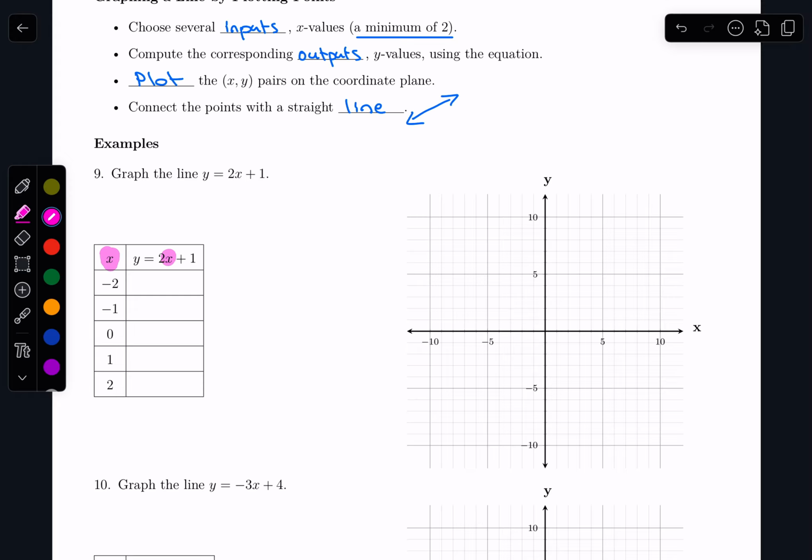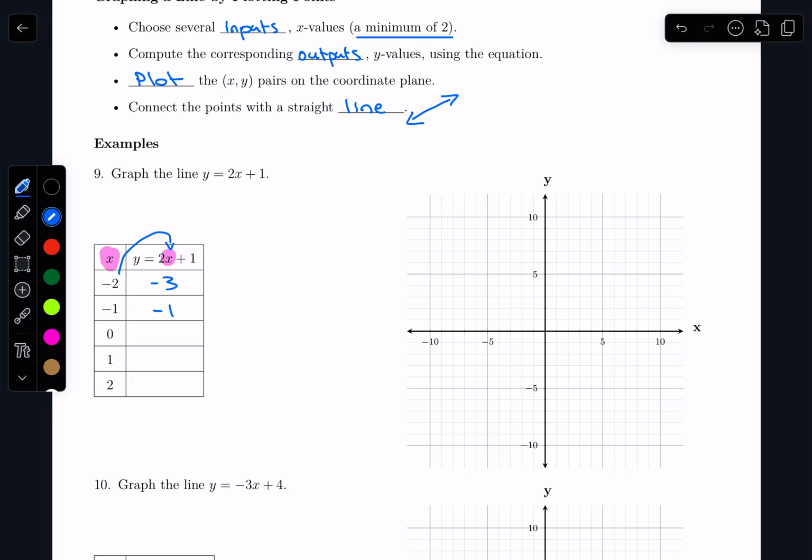So this is nothing new for us. When we plug in -2 for x, I'm just taking that -2 and putting it where the x is. So I will have 2 times -2, that's -4, plus 1 gives me -3. Then for the next row, I'm going to plug -1 in for that x value. 2 times -1 is -2, and -2 plus 1 is -1.